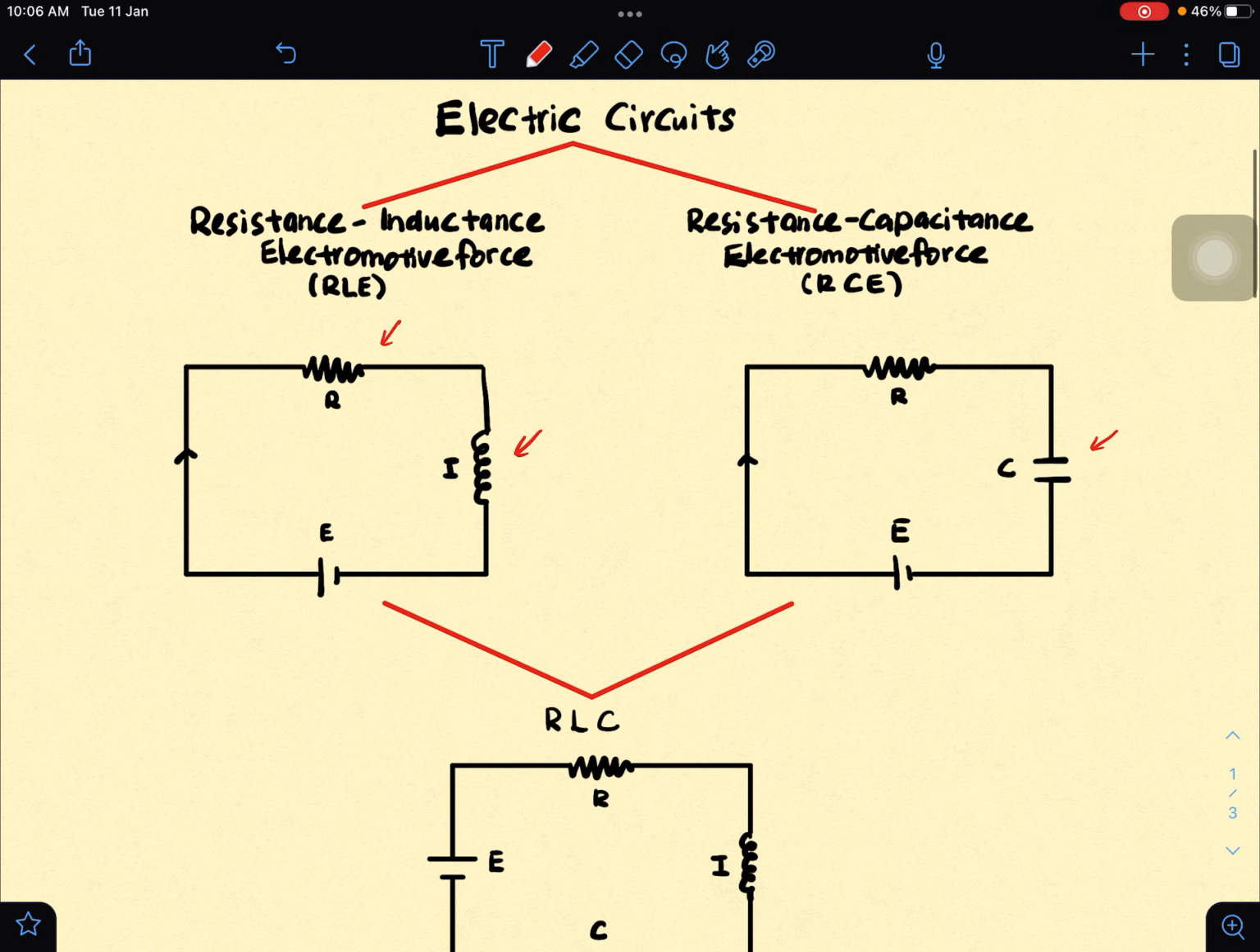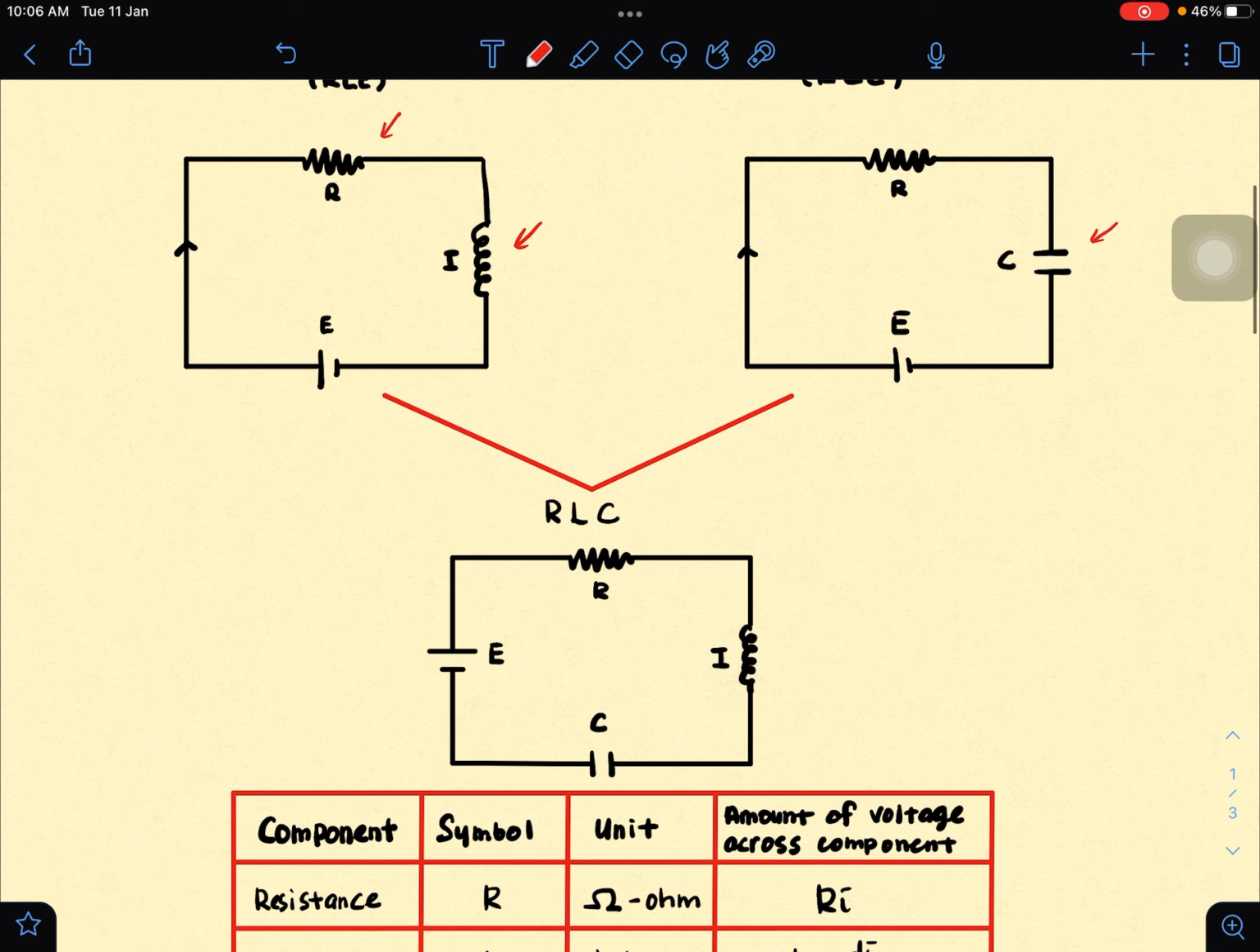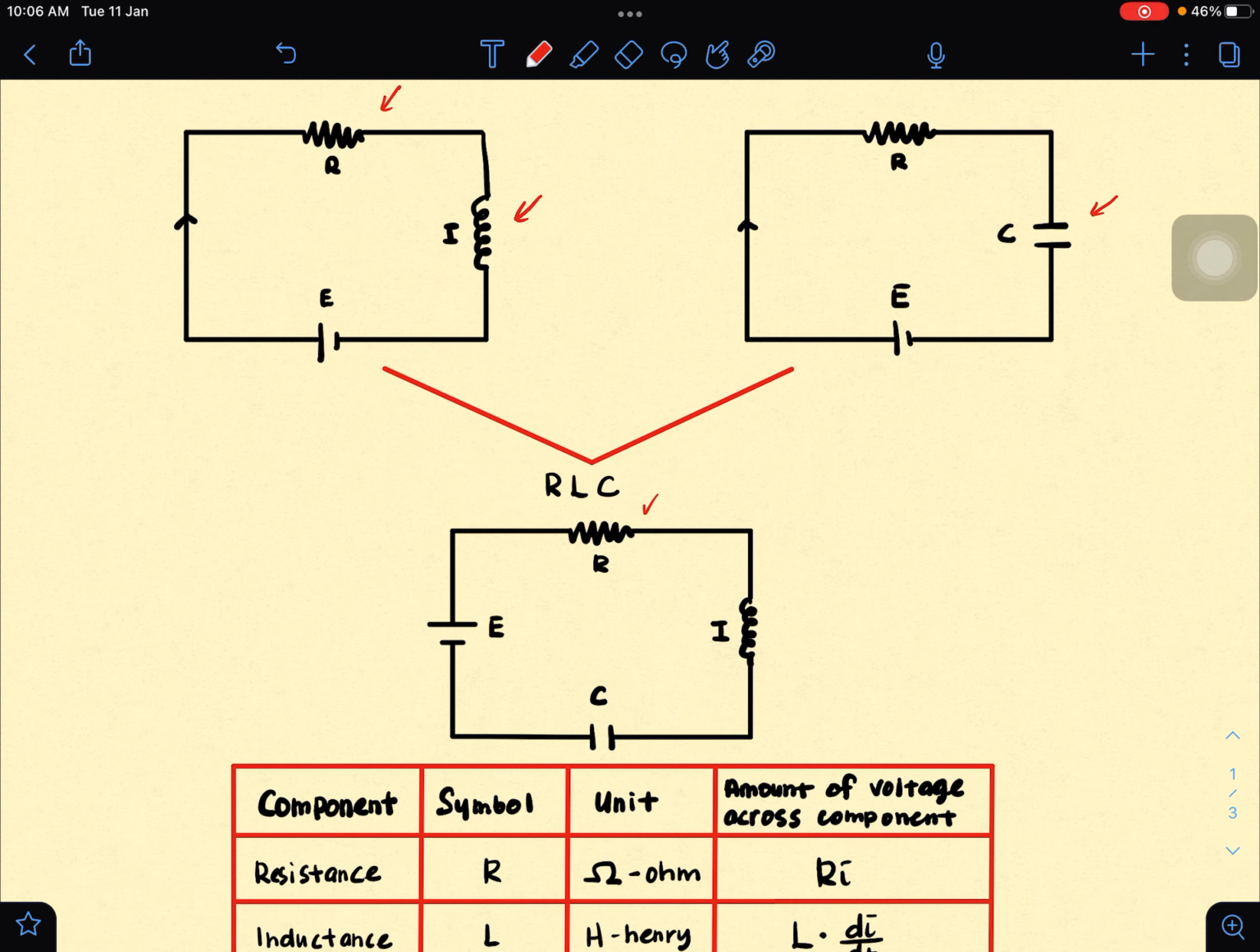If in the RLE circuit you only have the resistor and inductor, while in the RCE circuit you have the resistor and the capacitor, for the RLC circuit we have all. We have the resistor, we have the inductor, we have the capacitor, and also the source of voltage. Okay, energy source of voltage. So this will produce the higher order, or to be specific, the second order differential equation.